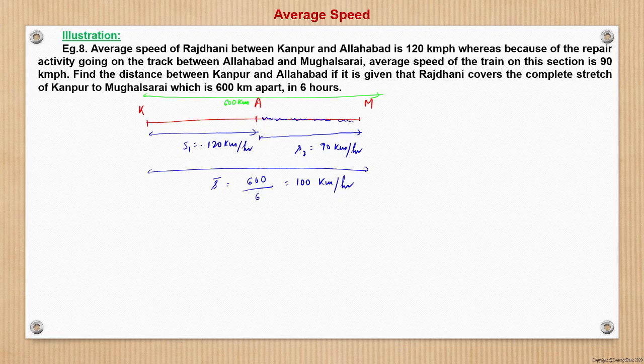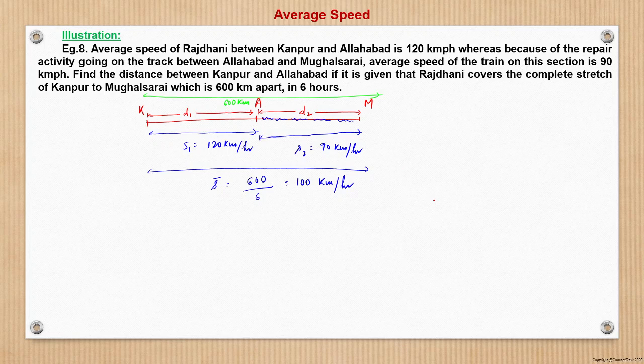So here we have been given two speeds and an average speed. We do not know the individual distances. Let us assume this part be d1 and the distance between Allahabad and Mughalsarai be d2, such that d1 plus d2 is 600 kilometer. So this is the pictorial representation of all the statements given in the problem.